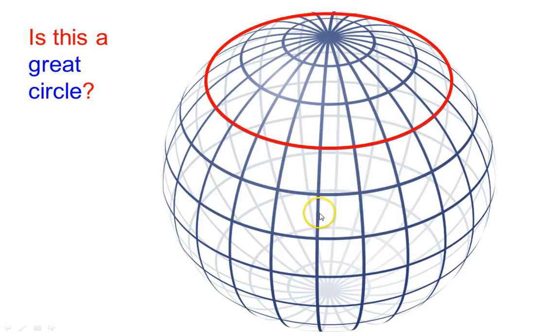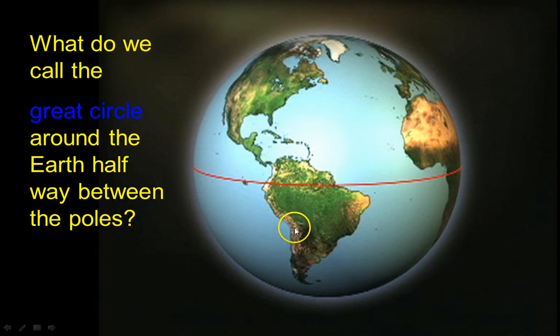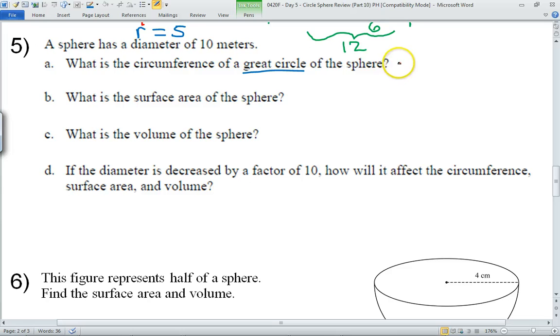Let's see. Is this a great circle? Nope. Too small. Is that a great circle? Yep, that goes right through the center. Of course, the most famous great circle is the equator, which divides the Earth itself into two hemispheres. So that's what a great circle is, like the equator. So a great circle is just a circle. If I want to find the circumference, it's going to be 2 pi times the radius, or I could just do pi times the diameter, since I was given the diameter in the first place. Circumference is 10 pi. So that's the answer to A.